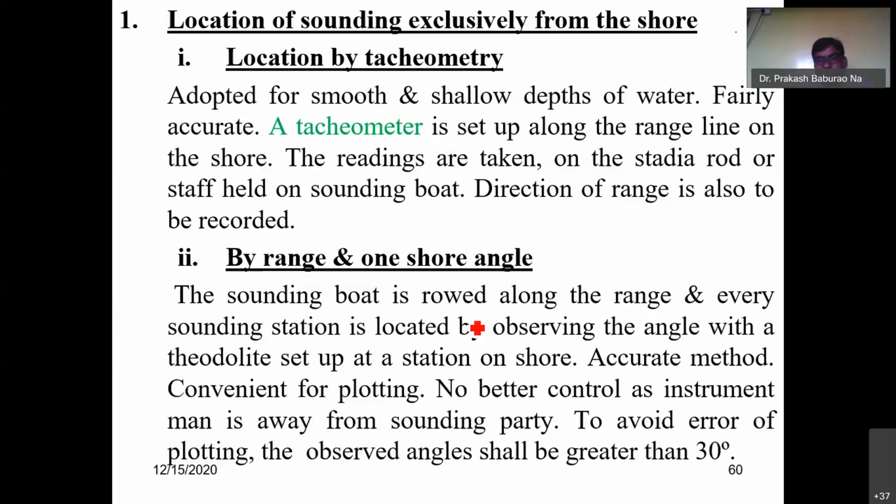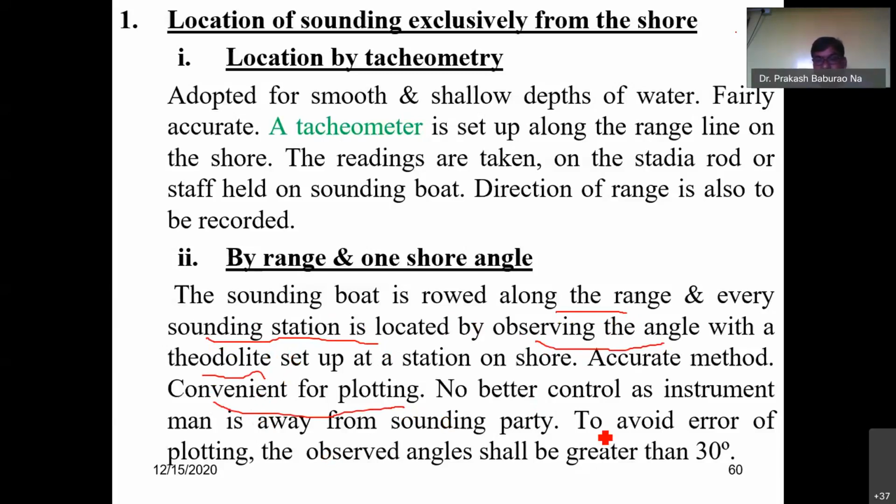The sounding boat is rowed or sailed along this range line, and every sounding station is located by observing the angle with a theodolite, which is fixed on the shore side. It is an accurate method, convenient for plotting, with no better control, and the instrument man is away from the sounding party.